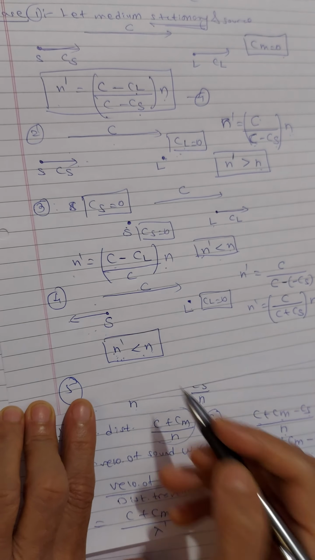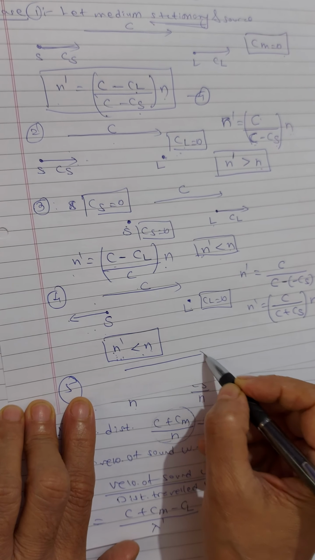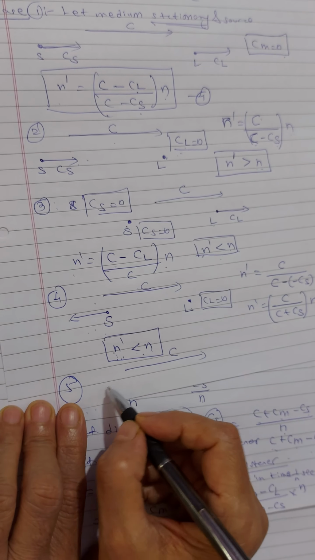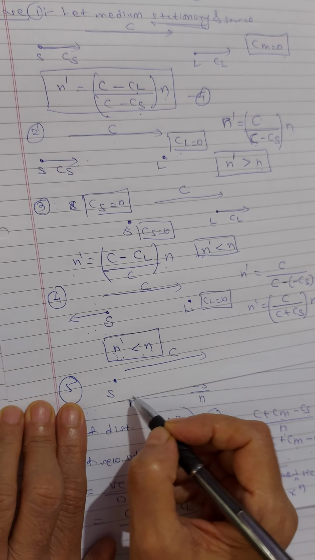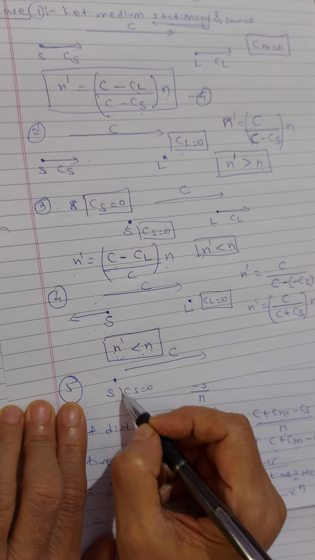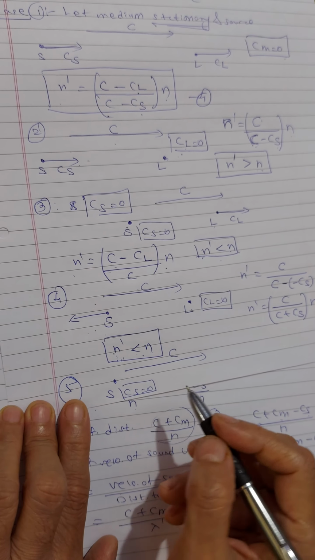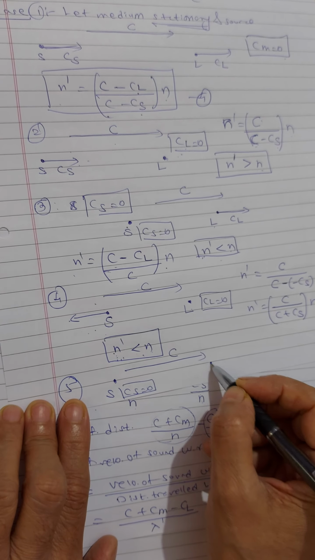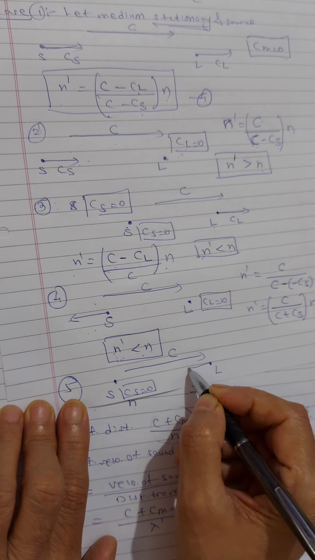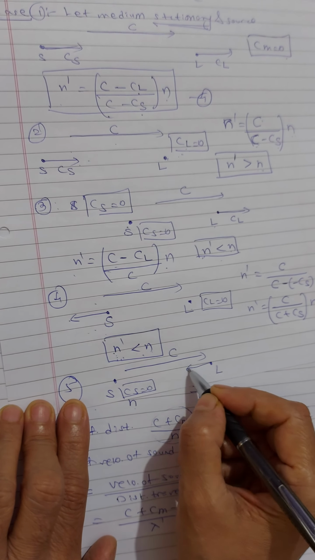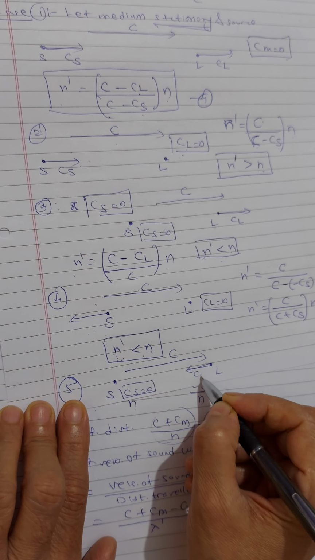That is the diagram. Okay. So the diagram will be, this is my C. This is the source. The source is not moving, a stationary source, but the listener is moving. So this L towards this. The arrow I have changed. Okay, so this is my CL.